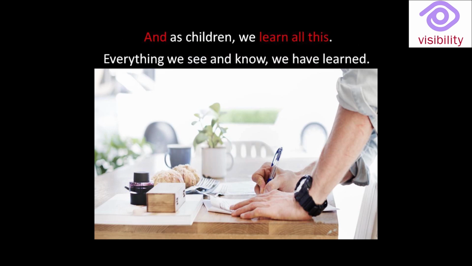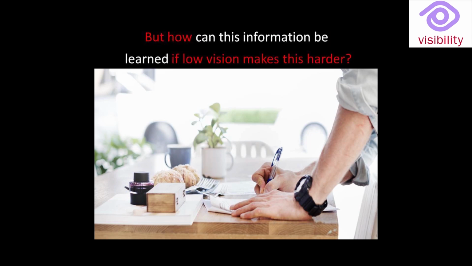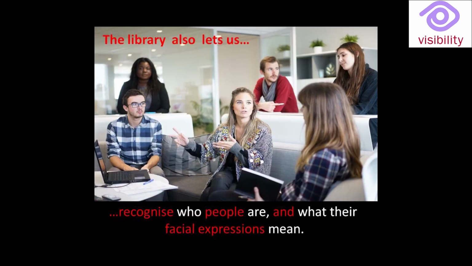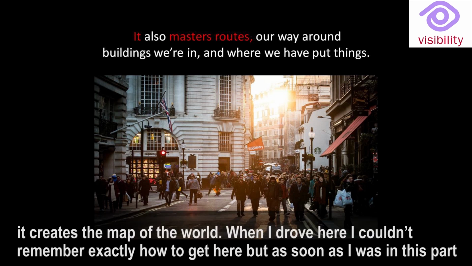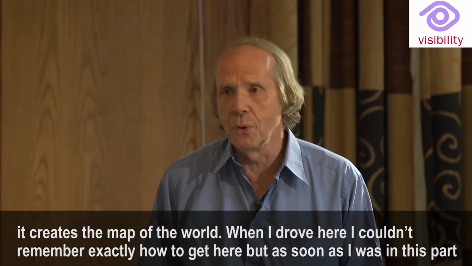And as children, we learn all this. Everything we see and know, we have learned. But how can this information be learned if low vision makes this harder? The library also lets us recognize who people are and what their facial expressions mean. It also masters routes, our way around buildings we're in, and where we have put things. It creates the map of the world.